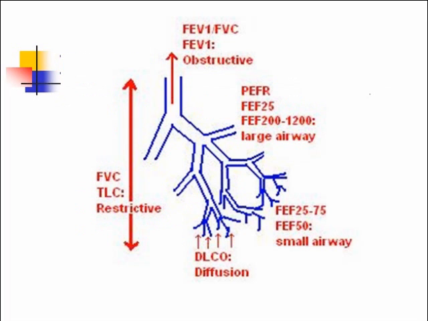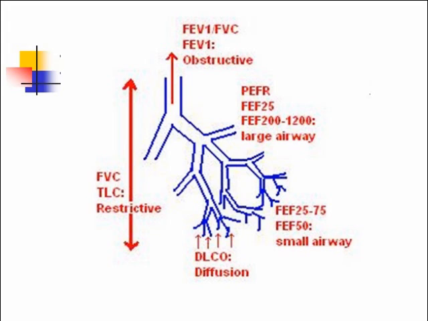Now, this image may help you visualize where each of these measurements are coming from. If you look at the FEV1 to FVC ratio that's right on the top, and the FEV1 second, that's measuring the obstructive condition of the lungs, and that's all of the air coming out. Moving down the airway, we're picking up now at peak expiratory flow rate, FEF 25% and FEF 200 to 1200. These are the measurements at the large airways.